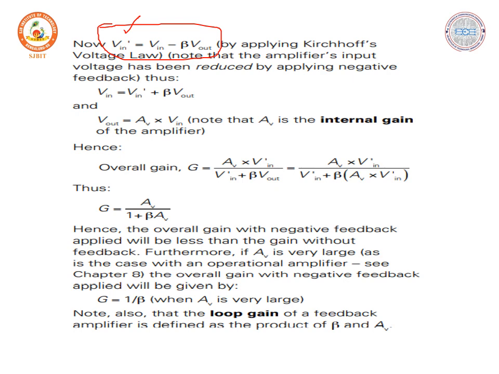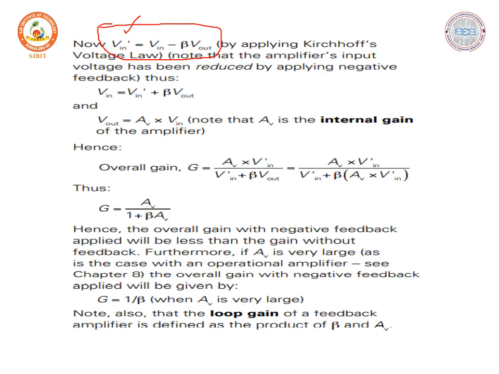And V out is AV into V in. AV is the internal gain of the amplifier. Overall gain G is V out by V in. So what is V out? V out is AV into V in dash, divided by, V in is V in dash plus beta V out. So that we can substitute that, V out is AV into V in dash.